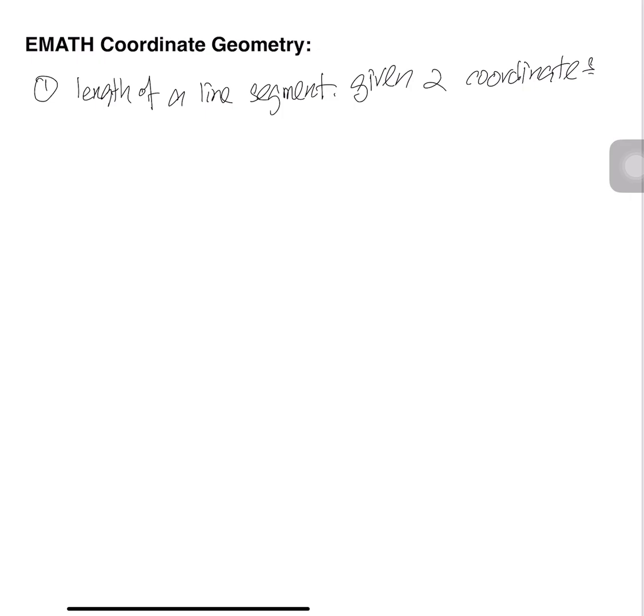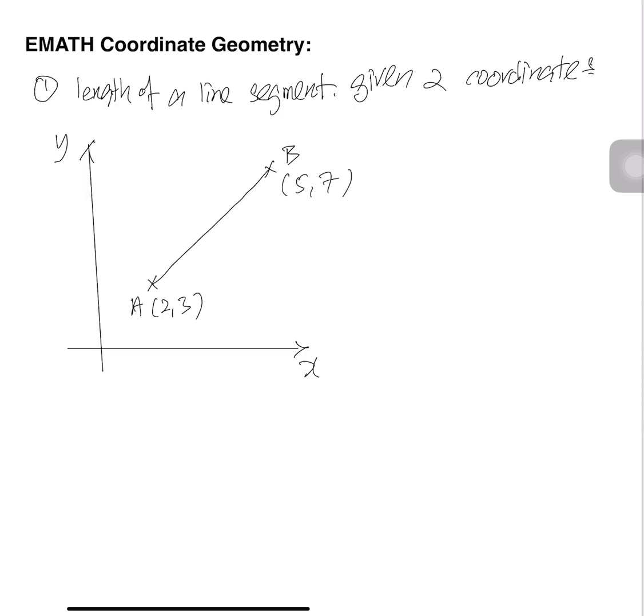Now let me draw out the coordinate geometry, the coordinate axes themselves. Assuming this is x and y, let's say I have two points: point A, let's say this is coordinate (2, 3), and point B, let's say I have (5, 7). Let me draw this out, a bit nicer.